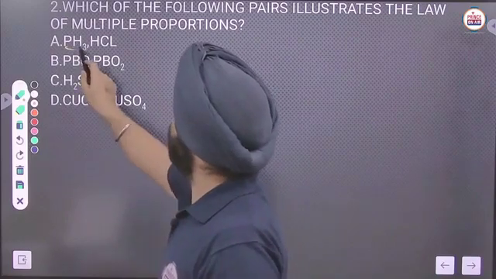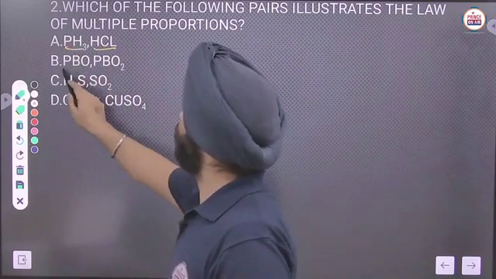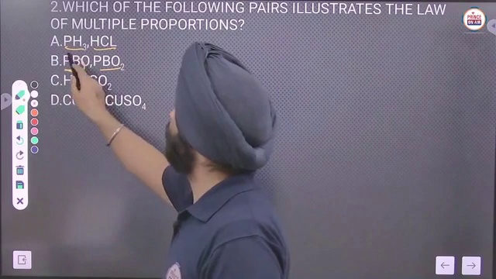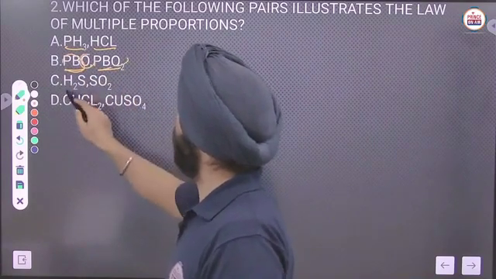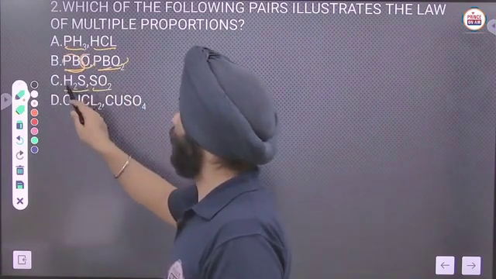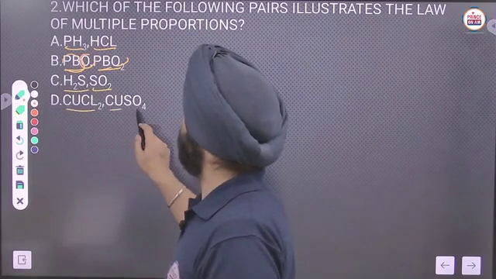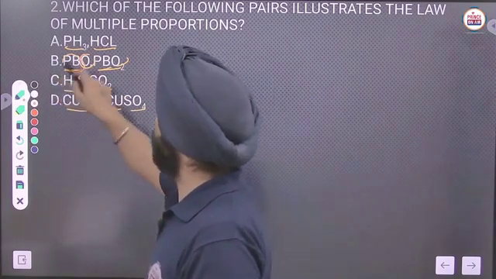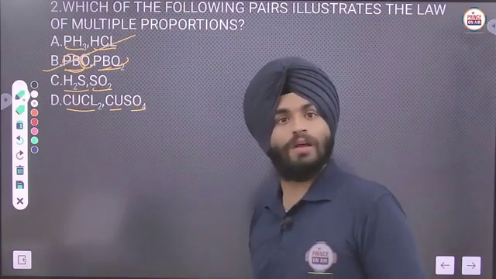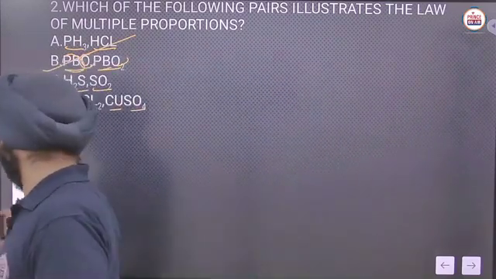Here both are having different composition. Here it is the same, lead and oxygen, lead and oxygen. Here it is different: hydrogen sulfur, sulfur oxygen, copper chloride and copper sulfate, not the same. So the answer comes out to be B. Just you have to see it in this way.